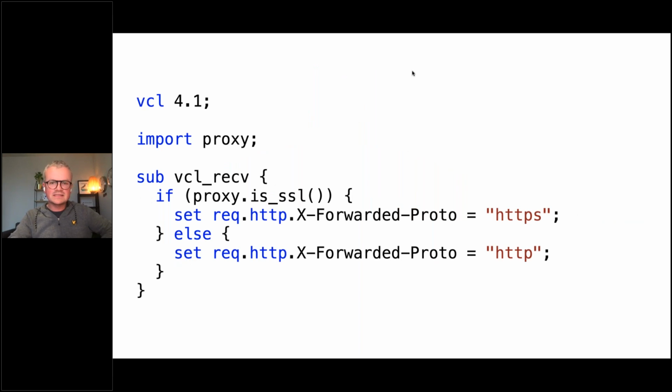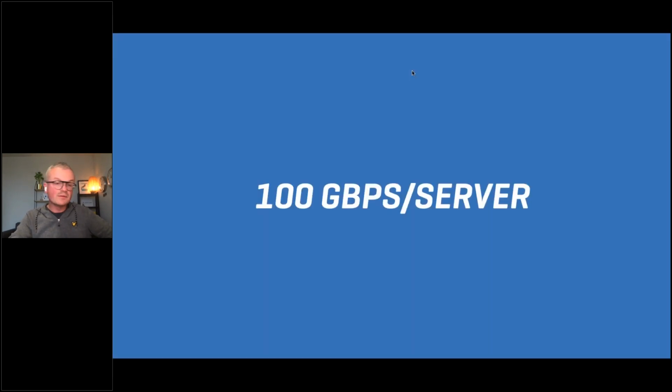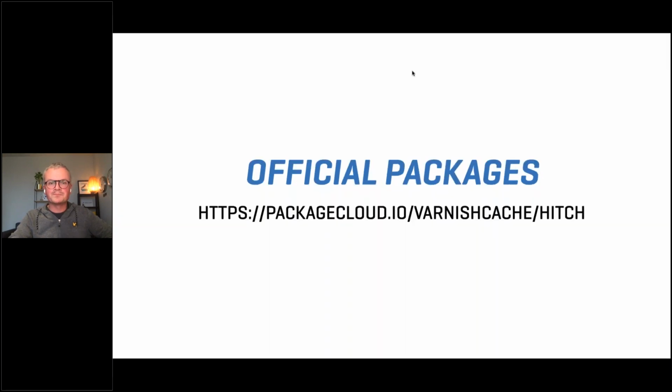And as a matter of fact, here it is. Here is the logic to set the exported proto header, which is automatically checked by a multitude of systems. And we're very proud to say that this system can take more than 100 gigabits per second on a single server. And this is HTTPS, by the way.